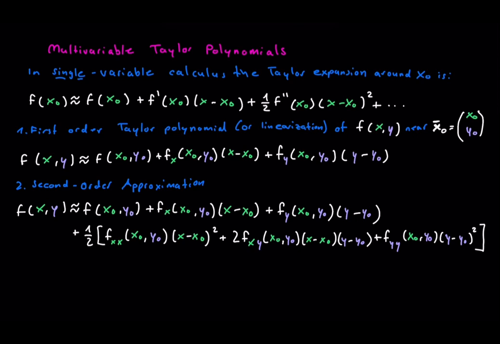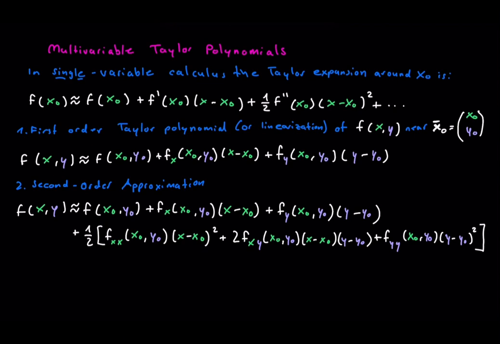The first order Taylor polynomial, also called the linearization, of f at the point (x naught, y naught) is f of x, y approximately equals f of x naught, y naught plus f sub x times (x minus x naught) plus f sub y times (y minus y naught). That's the equation of the tangent plane. It matches the function's value and slope at that point.